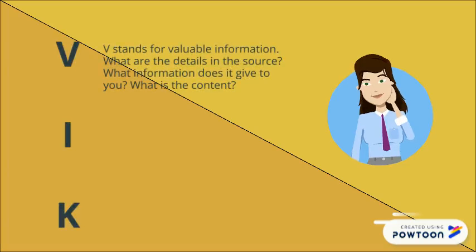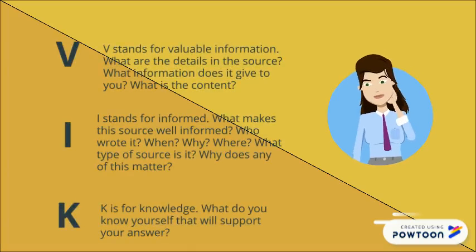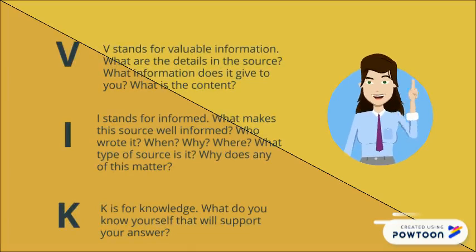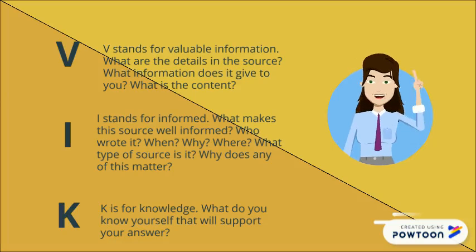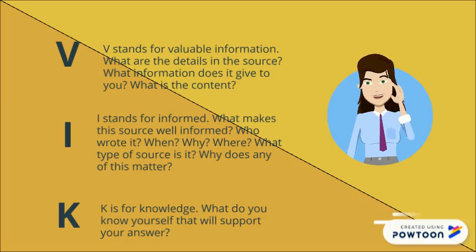So VIC stands for valuable information. What are the details in the source? What information does it give you? What's the content? I is for informed. What makes this source so well informed? Who wrote it? When? Why? Where? What type of source is it? Why does that matter? And K is for knowledge. What do you know yourself that will support your answer?